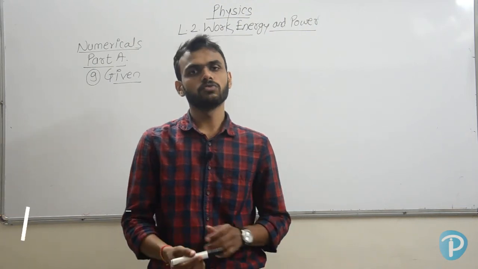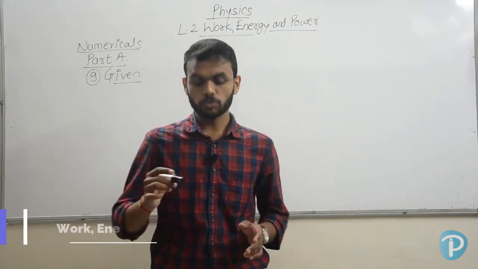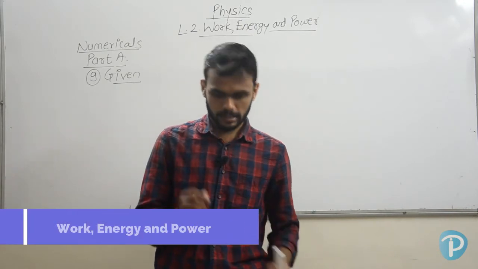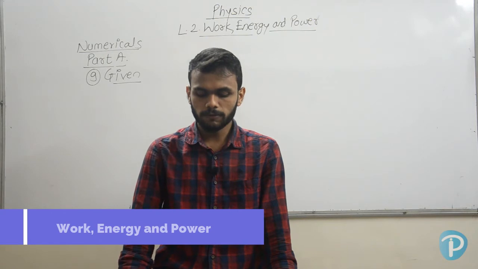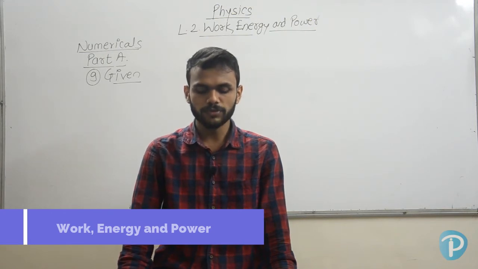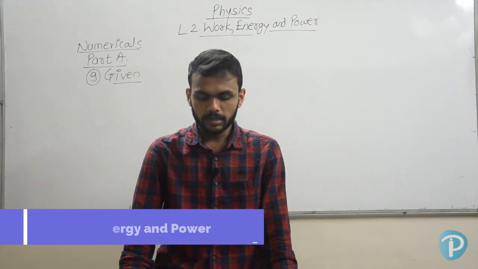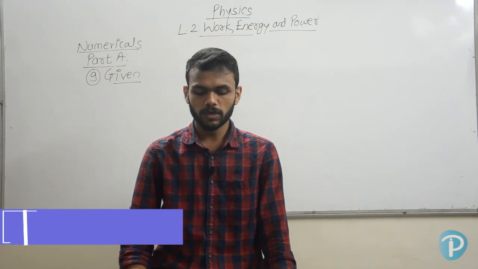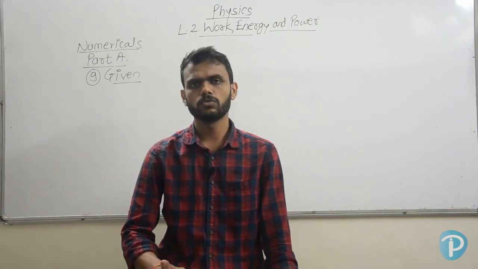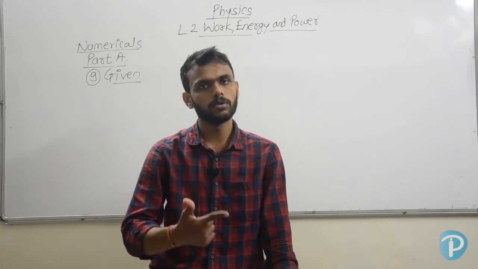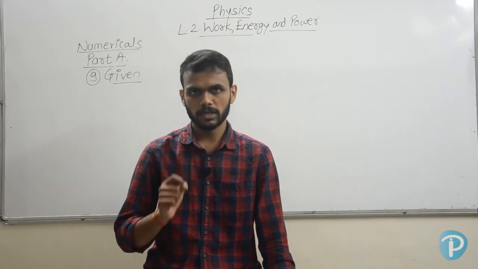We'll solve the next question from the same exercise, that is question number 9. The question is, a boy of mass 40 kg runs up a flight of 15 steps, each 15 centimeter high, in 10 seconds. We have to calculate the work done and the power developed by him. Again, in this question also we have to calculate the work done and the power developed. So what they have given, that we'll write first.